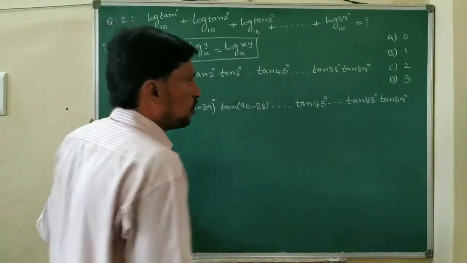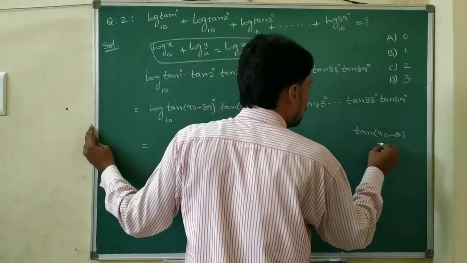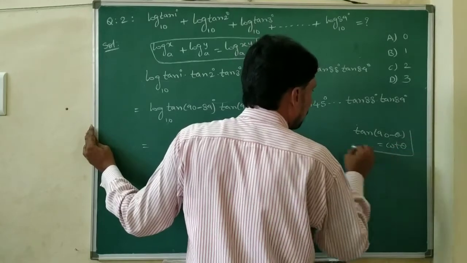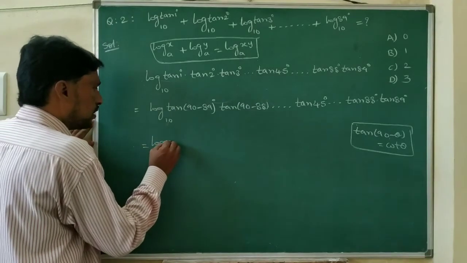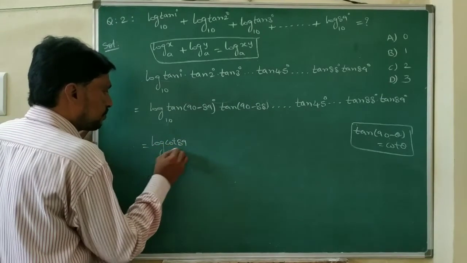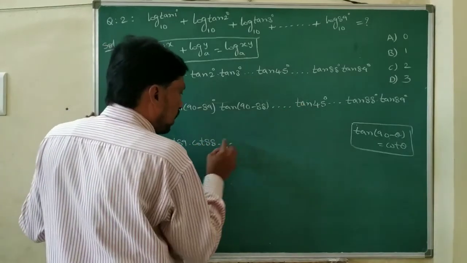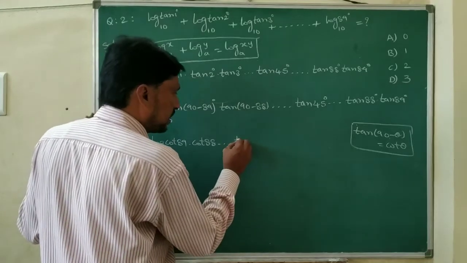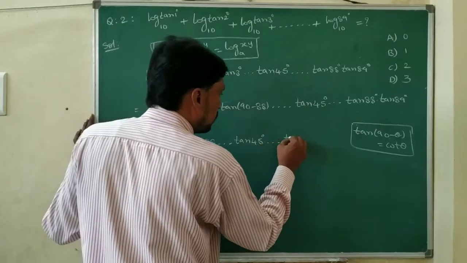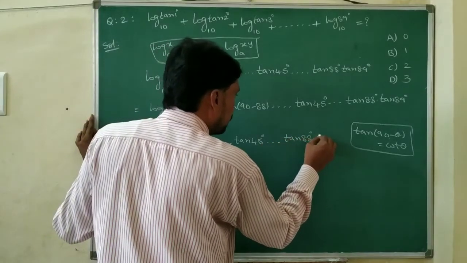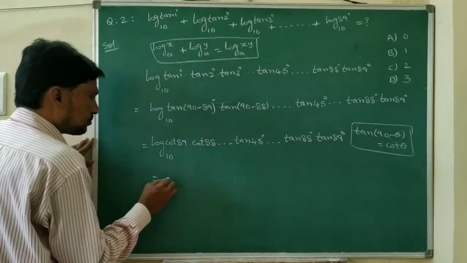Now here we know tan of 90 minus theta is cot theta. So tan 90 minus theta value we get as cot theta, meaning log of cot 89 degrees into cot 88 degrees, so on. Up to here we are getting cots. Then tan 45 degrees the same as it is, so on, tan 88 degree into tan 89 degree, base 10 as it is.